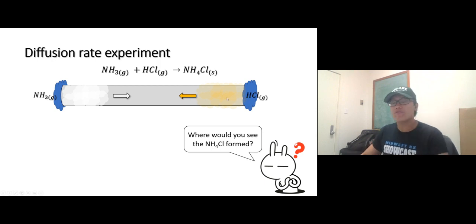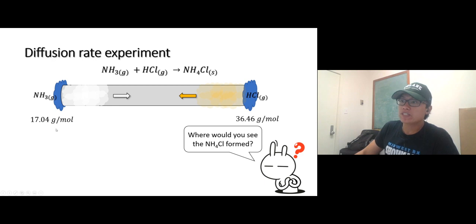All right. Now, who moves faster though? Look at the molecular weight, right? So the molar mass of ammonia is 17.04 grams per mole. Hydrochloric acid is much heavier, almost double, right? 36.46 grams per mole. So ammonia is 2 times lighter, so it moves faster.